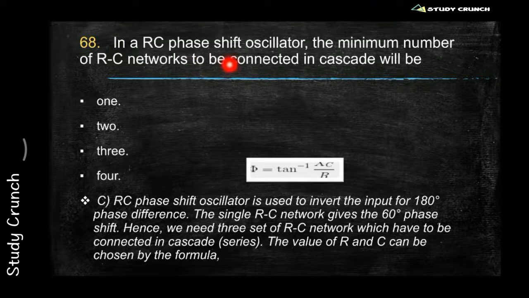In an RC phase shift oscillator, the minimum number of RC networks to be connected in cascade will be, so it will be 3, as the RC phase shift oscillator is used to invert the input for a 180-degree phase difference. A single RC network will give a 60-degree phase shift, so we need 3 sets of RC networks which have to be connected in cascade. The value of R and C can be chosen by this formula.